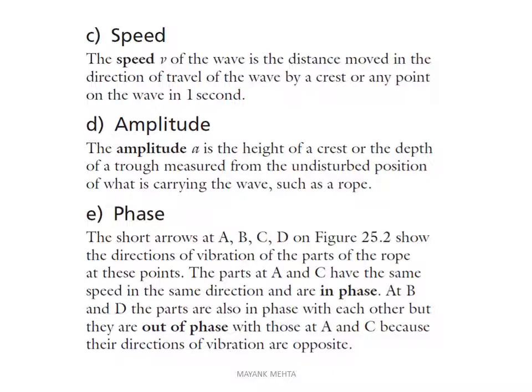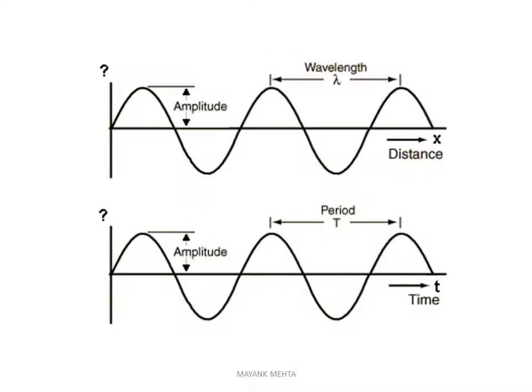Suppose the two parts in a rope are moving upward at a particular time at the same horizontal position, then these two points are known as in phase. And if they are not at the same horizontal level and they are not moving in the same direction, then they are known as out of phase.